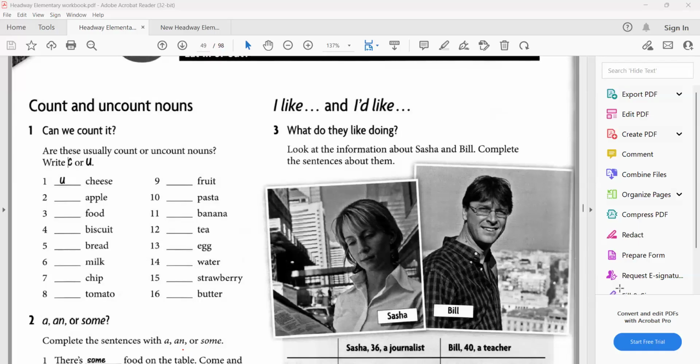Bananas are countable, a bunch of bananas. Tea is uncountable. Eggs, egg is countable. Water is uncountable. Strawberry. One strawberry, two strawberries. Countable. Butter is uncountable, because we say a block of butter, two blocks of butter. Okay, good. I can see all your answers are correct.